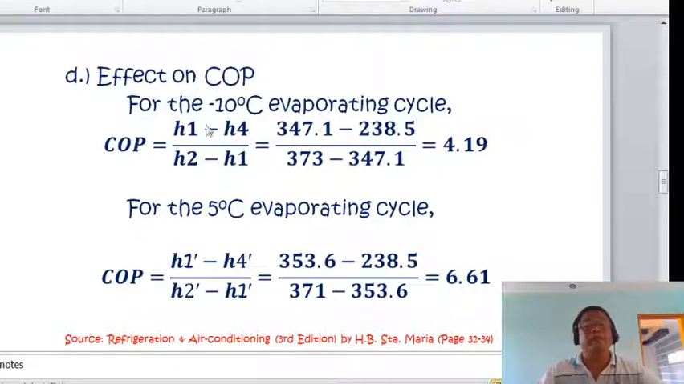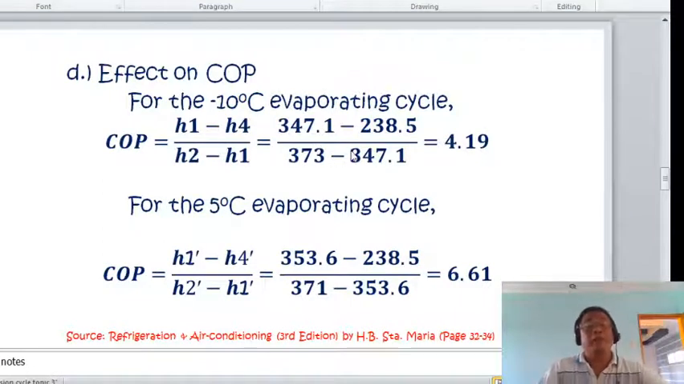Take note, class, that the units used in COP are the same, both the numerator and the denominator. But for EER, the refrigerating effect is defined in terms of BTU per pound, while the compressor work at the denominator is defined in terms of watts. So that is why EER is in BTU per pound per watt. Take note of that, class.